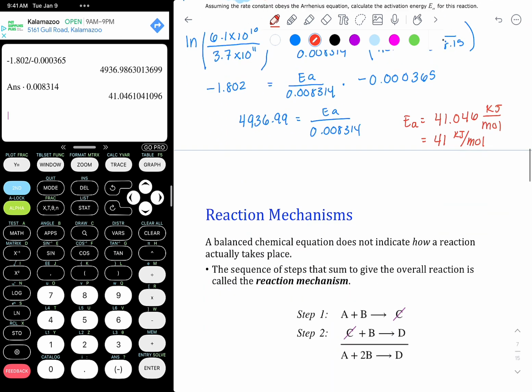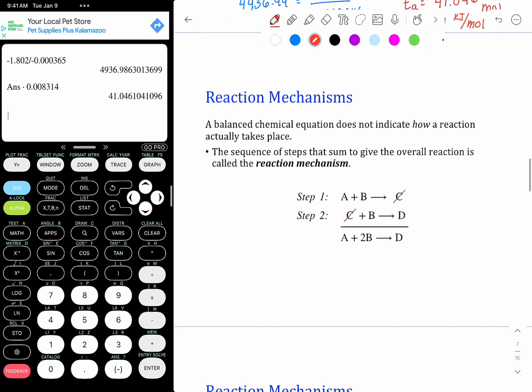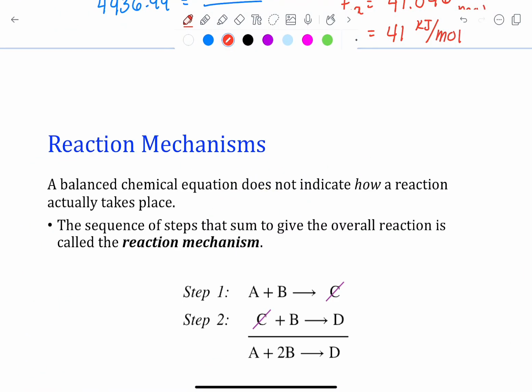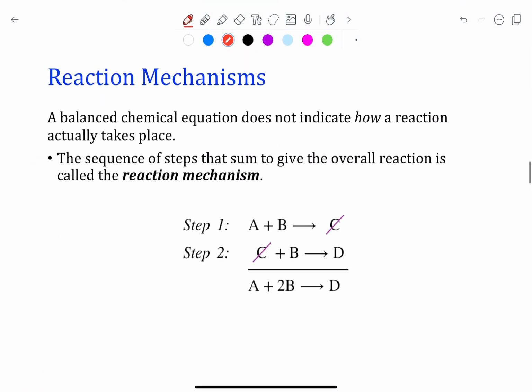So moving forward, we're going to start discussing reaction mechanisms. We've talked about how reactions happen. We've talked about the rate at which they happen. We've talked about the effects that can affect that rate and the reaction from happening overall. And now we want to talk about the mechanism that is happening when our molecules are reacting. A balanced chemical equation does not indicate how a reaction actually takes place. The sequence of steps that sum to give the overall reaction is called a reaction mechanism.